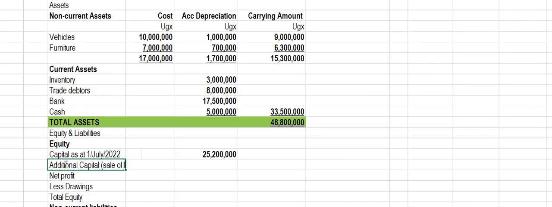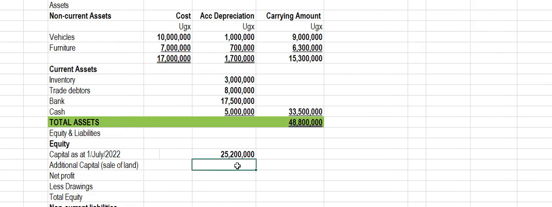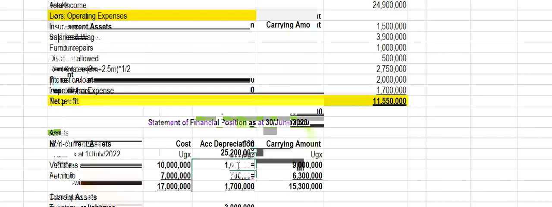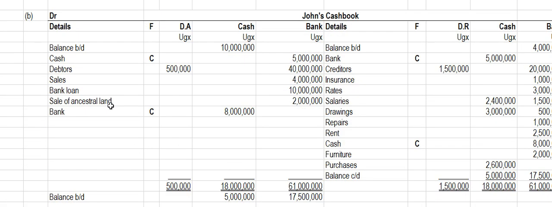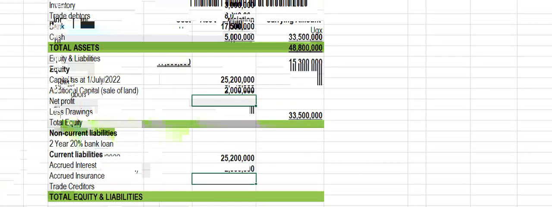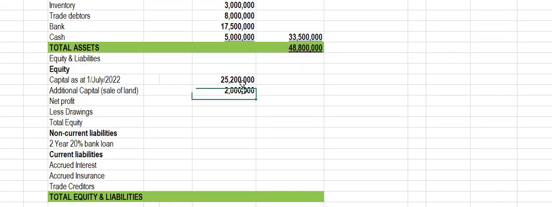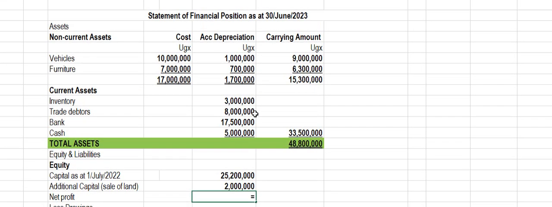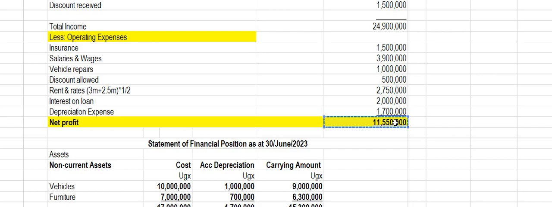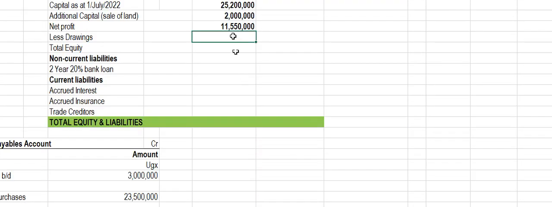The sale of land, John sold ancestral land and added in more capital to the business, that was 2 millions. I get that from the cash book. Sale of ancestral land, 2 millions. So that is additional capital. Then we can also get the net profit, which is 11,550,000.